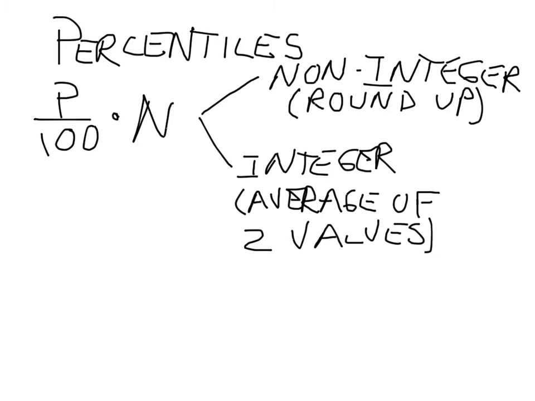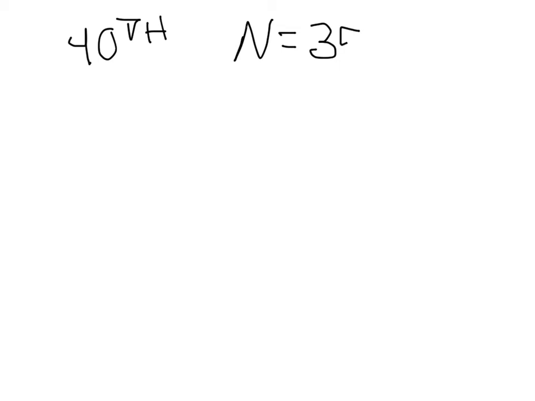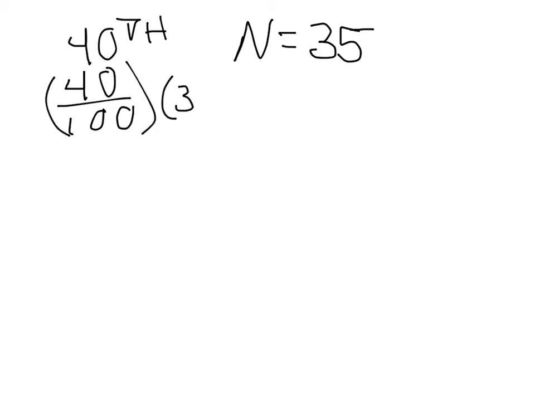Okay, so let's look at part B in this. So I want to get the 40th percentile of the data set. And we know that N is 35. So you're going to have 40 over 100 times 35. And that gives me 14 right on the nose. So that's an integer.